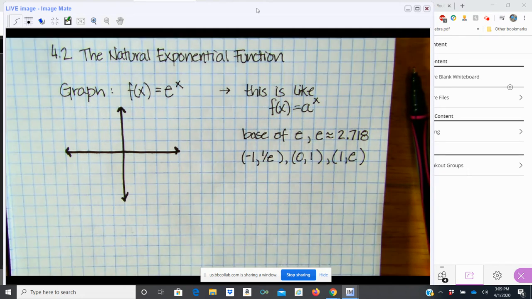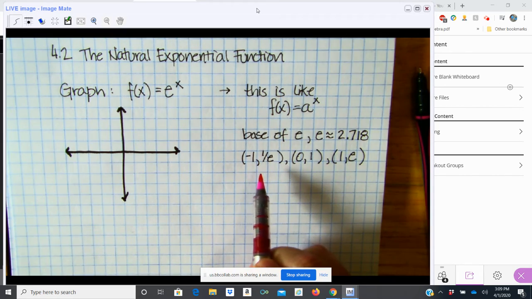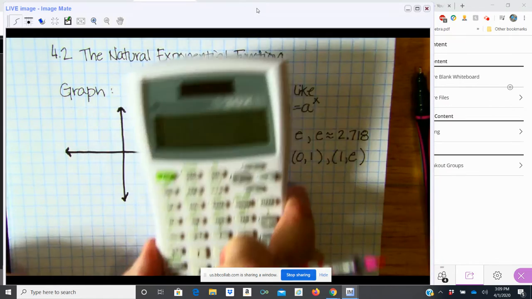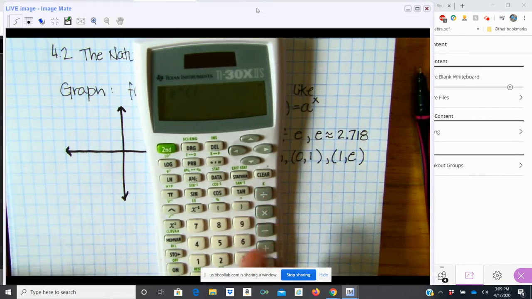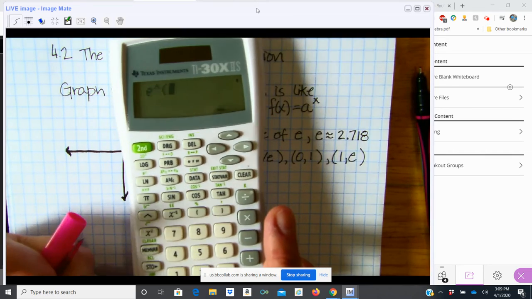That means that I can graph this by using 1 over e, or e to the negative 1. Either one of those would work. Oh, can we not see because I'm too bright? There we go.